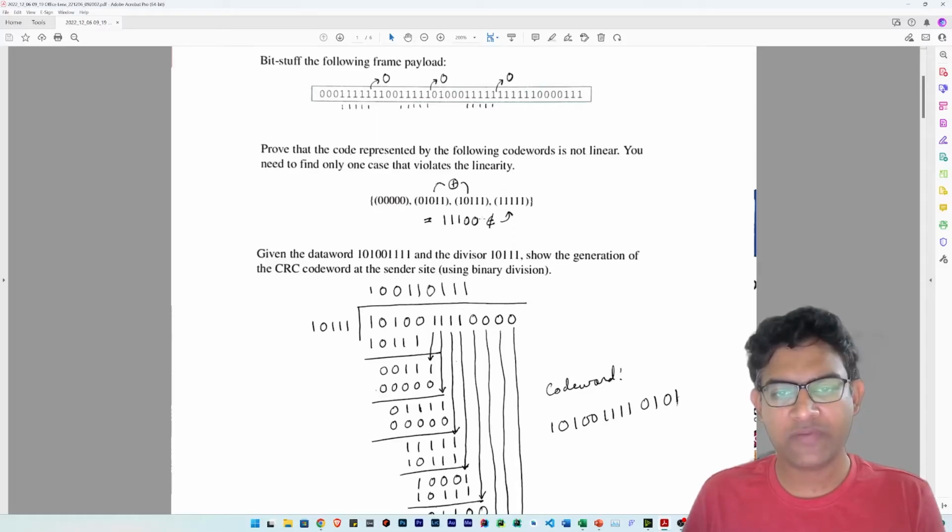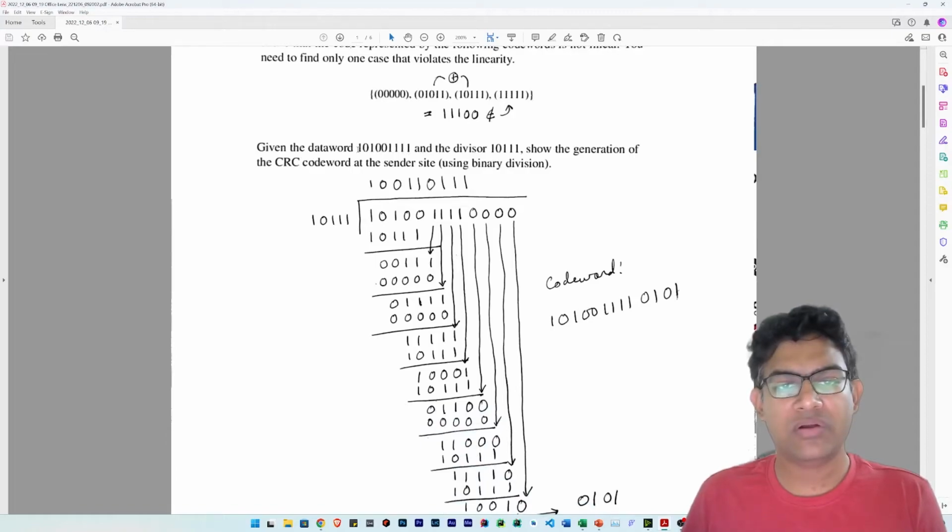2, 1, 1, 1, 1 would give rise to two zeros. But this 1, 1, 1, 0, 0 does not belong to this set of 4 code words, so this is not linear. In linear code words, if you take any two values and XOR them, whatever you get should be part of that same set, which in this case it is not. So this is not linear.